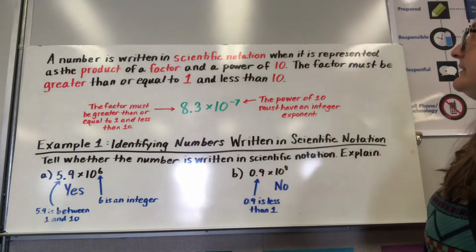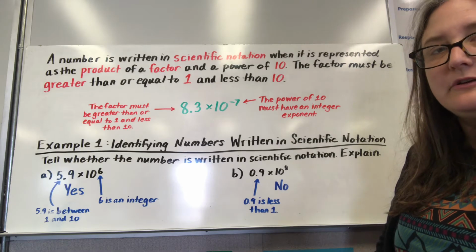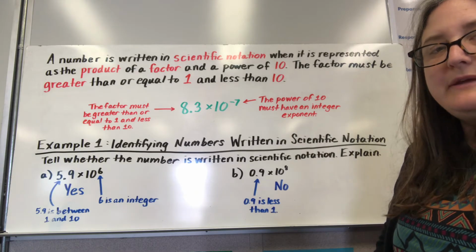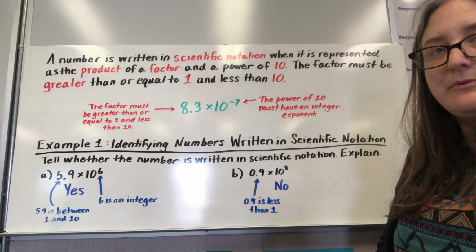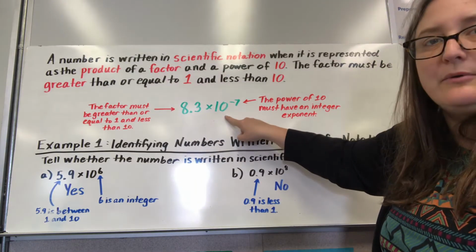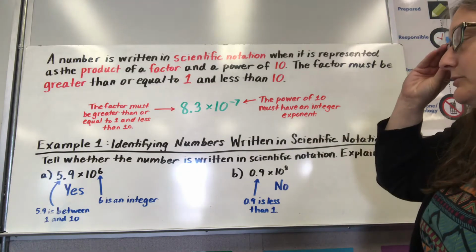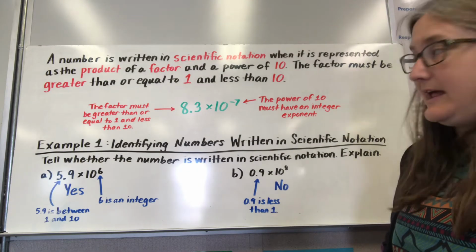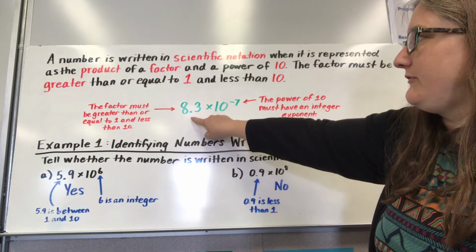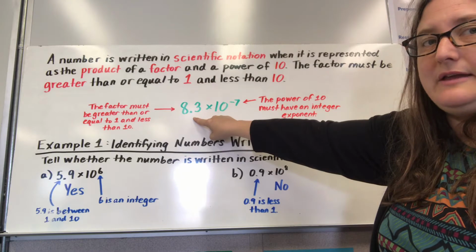A number that is written in scientific notation is represented as the product of a factor times the power of 10. Basically, that means it's a multiplication problem that includes a factor being multiplied by some power of 10. The factor itself has to be greater than or equal to 1, but less than 10. So this first factor here, greater than or equal to 1, but less than 10.